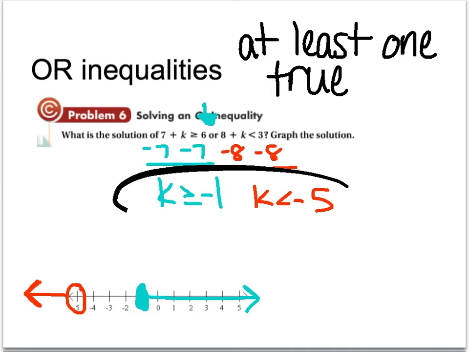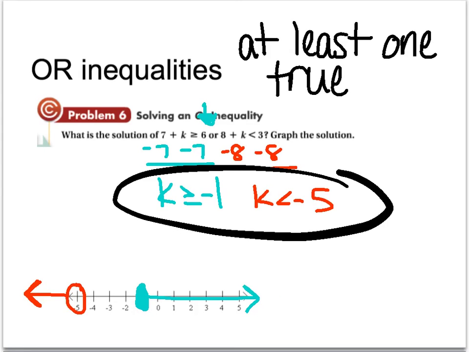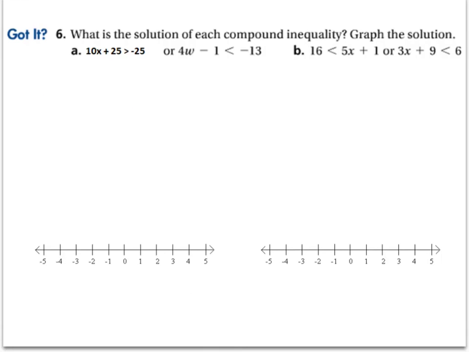Can somebody tell me what would not be a solution here? Give me some examples of numbers that would not be a solution. Alex? -3. Very good. -4, -2. All of those are in the not a solution section. Everything else is a solution. Yeah, you can just circle the k is greater than or equal to -1 or k is less than -5.